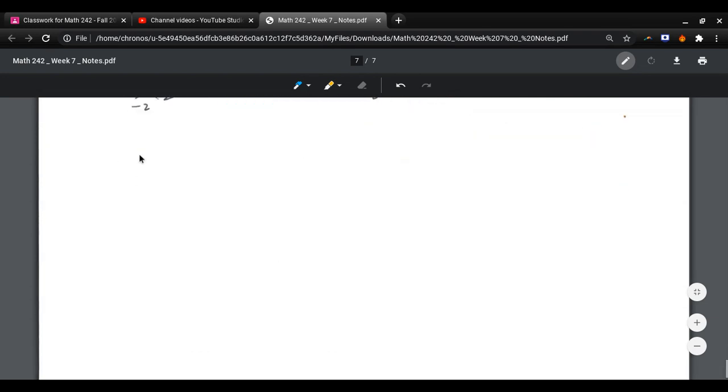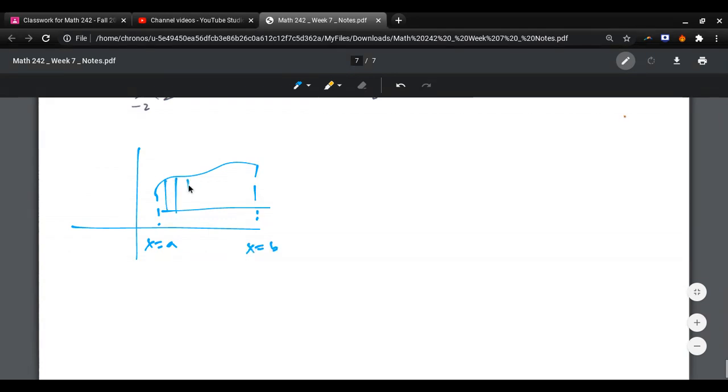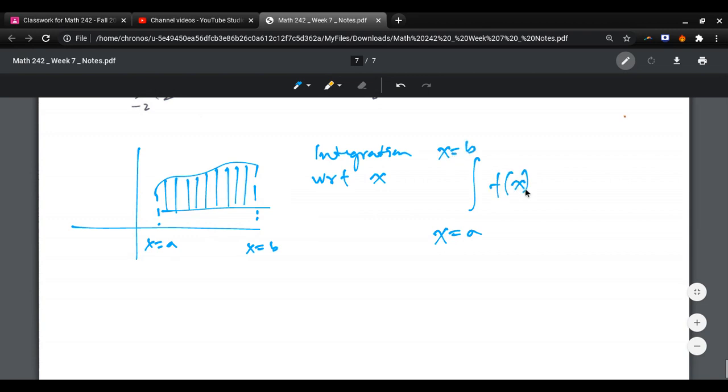Okay, so for the same graph, or if you have two functions, you're going from x equals a to x equals b, and if you're using vertical rectangles, that's called integration with respect to x. Because your bounds are x equals a to x equals b, and you have f of x minus g of x dx.